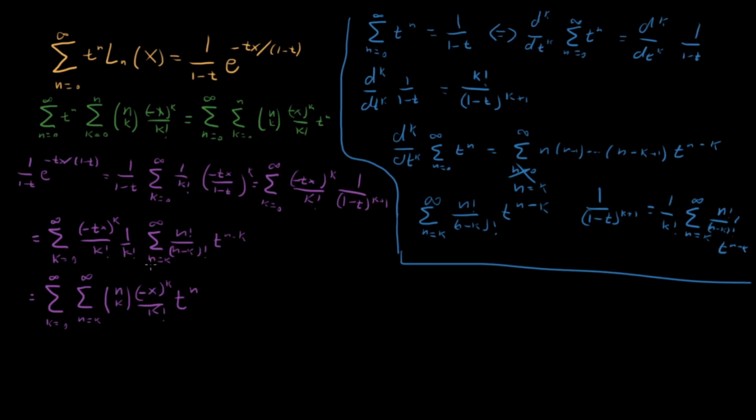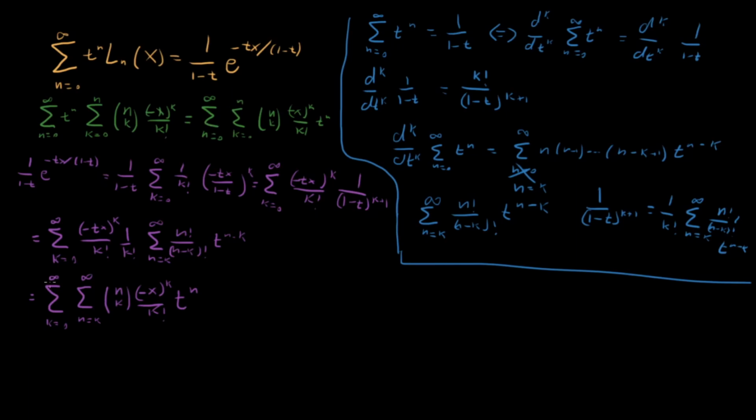The only thing that's different between these two, at least from appearances, is what we're summing over. Here we have a sum from k equals 0 to n, and then n equals 0 to infinity. Here we have a sum from n equals k to infinity, and then k equals 0 to infinity. So the question we need to ask ourselves is, are these two sums summing over the same coefficients, or are they not?